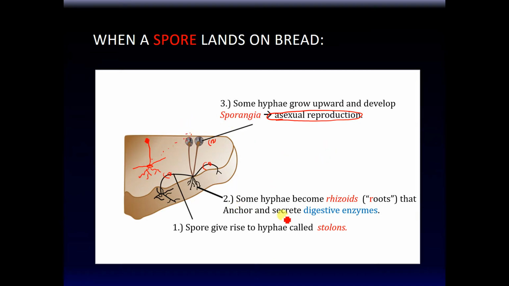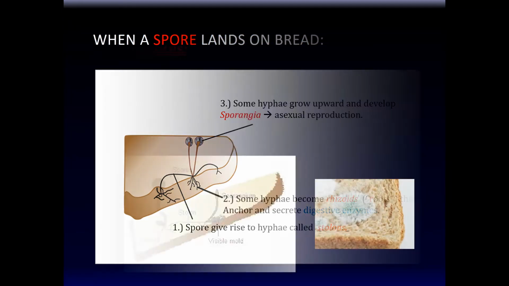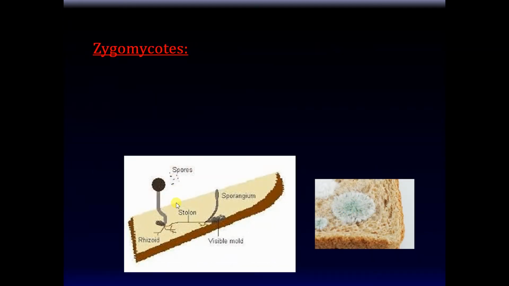Now, it's these rhizoids that secrete the digestive juices that eat up the bread over time. By external digestion, they break up the food, and then they absorb the nutrients from the food. So these are the Zygomycotes, and the bread mold is a common example.